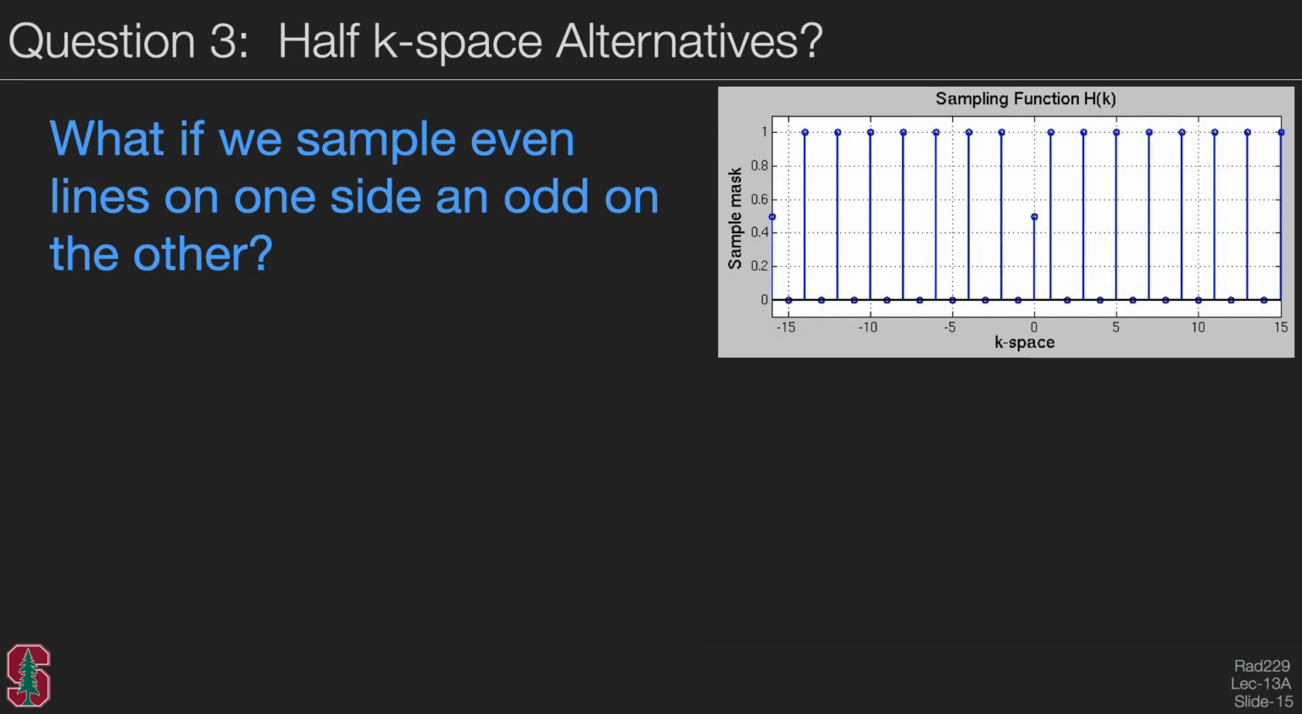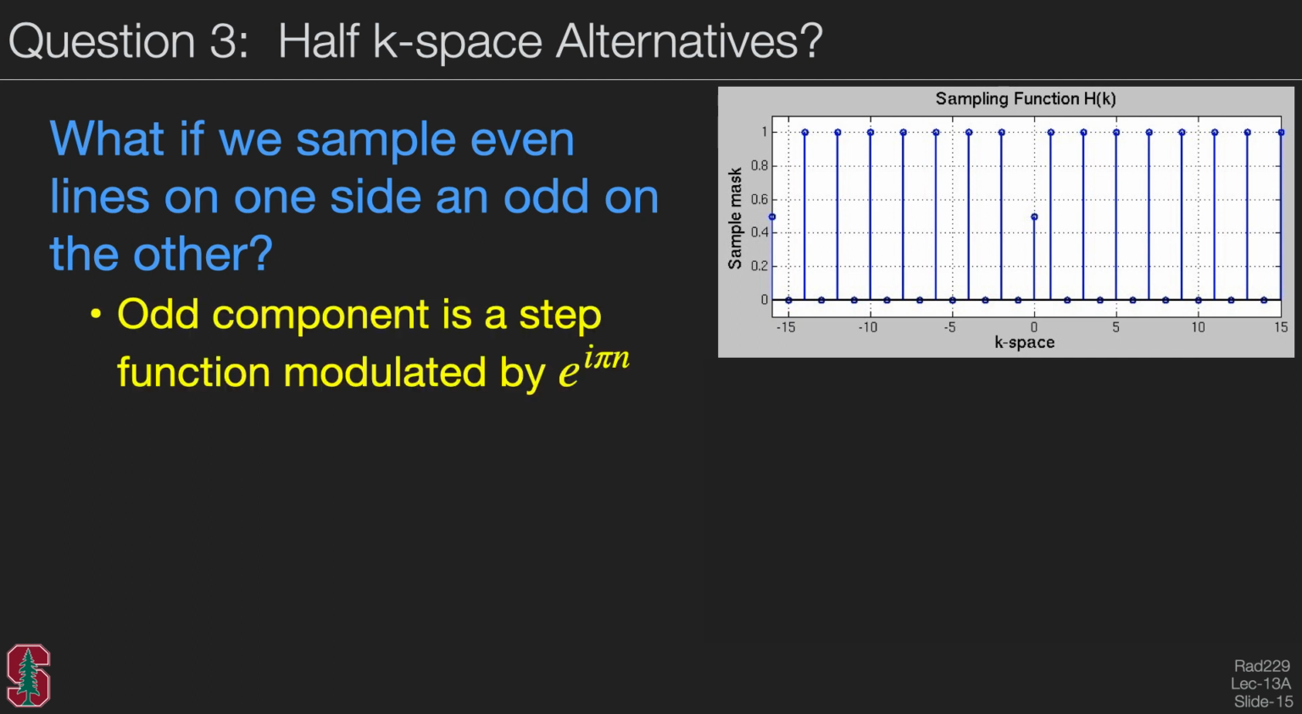So let's look at another question. What are the alternatives for half k-space sampling? Remember I said that you can choose either the sampling point at k or negative k. So this is another example. What if we sample the even lines on one side of 0 and the odd lines on the other side, which might look something like this? Well, in this case, the odd component is a step function modulated by e to the pi i times n, which is essentially alternating plus minus 1.